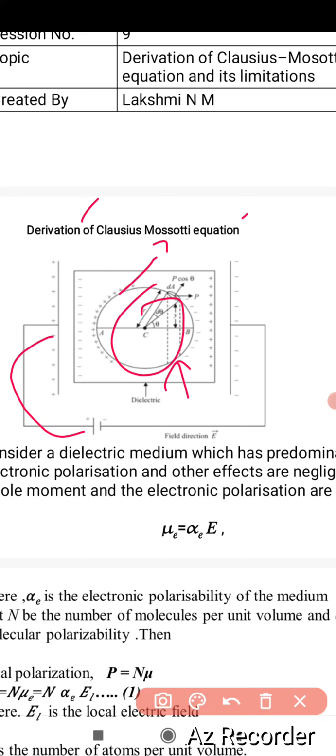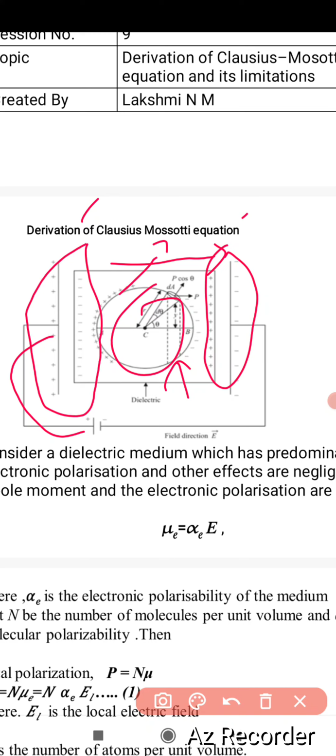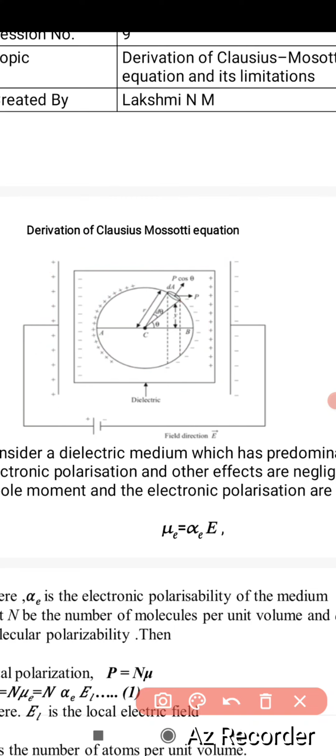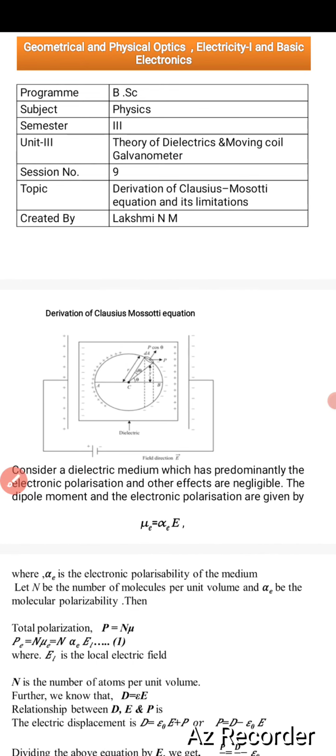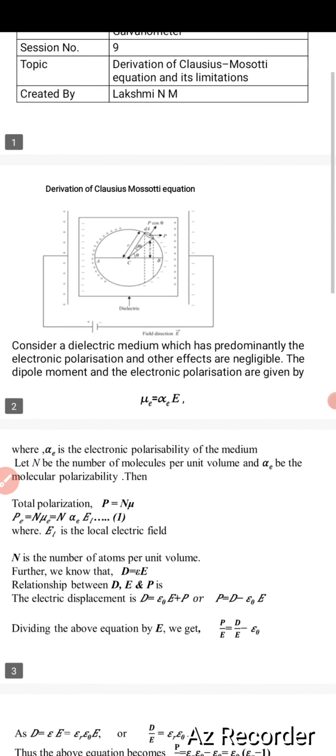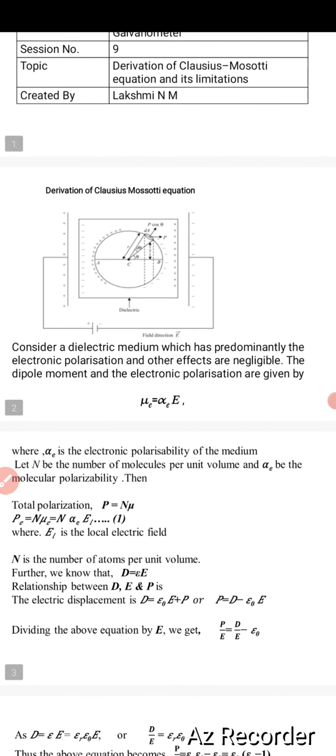The alignment of the positive charges moves toward the negatively charged capacitor plate, and the negative charges toward the positively charged plate. Induced charge will be formed, and due to this a dipole moment is obtained, and the electric field is obtained in the opposite direction. This is familiar; in previous classes we already studied this concept.